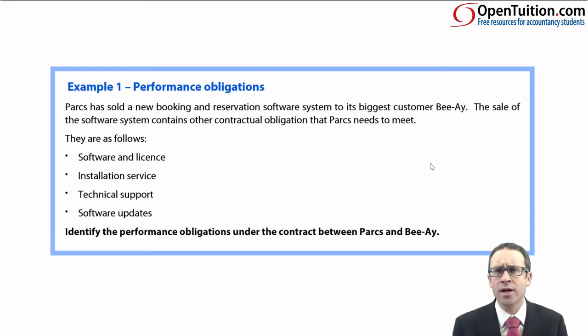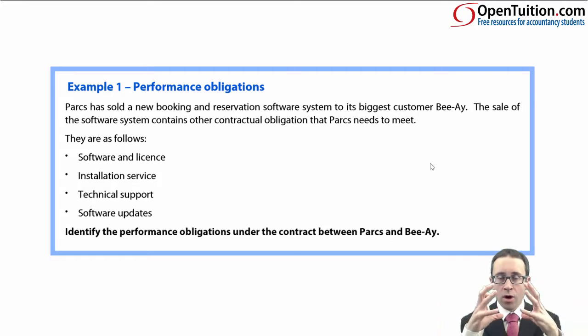So within the contract, yes, we've sold the software system to our customer, but we've promised them other items within the contract. We've got one contract. We then need to go through and identify the obligations within it. There's one contract, but there may be more than one obligation. So what we've got here is a software and license, an installation service, technical support and software updates, haven't we? So the key bit is which of those could be sold separately.